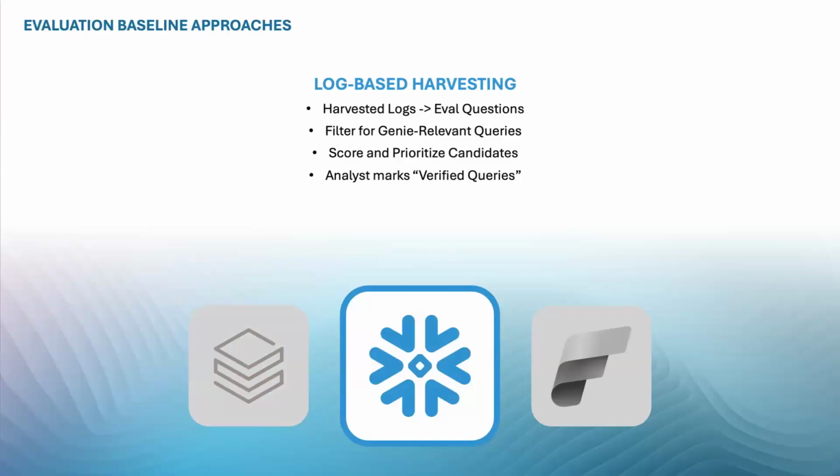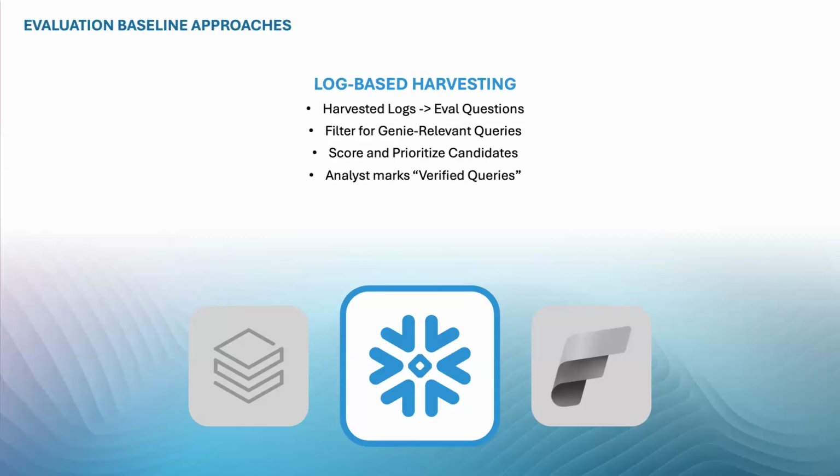If you're in the Snowflake ecosystem, you're probably more likely to use a log-based harvesting approach. Here, the idea is that you're going to go through the query logs and pull out the most commonly run SQL, and then potentially build eval questions backwards from there. Now, of course, when you do that, you need to filter for Genie. Actually, I meant Cortex-relevant queries, right? So you're not going to be looking at things that don't apply to your database or your users at all.